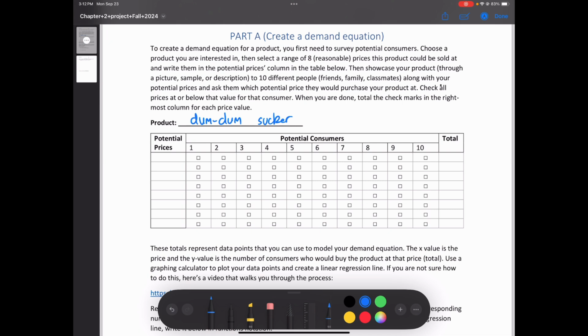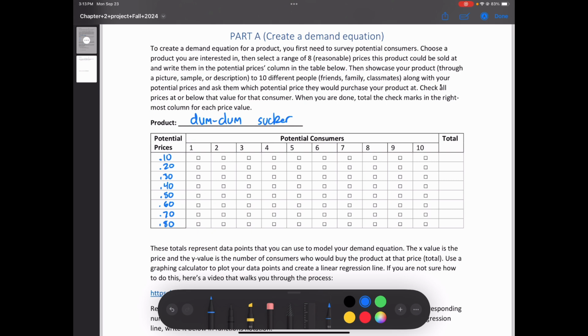I want these prices to be realistic. So $0 is not a realistic price, because then you're not actually selling it. I'm not going to pick anything bigger than $5. Heck, anything bigger than $1 is really just not realistic for selling a sucker. So for my potential prices, I'm going to do 10 cents, 20 cents, 30 cents, and just go by 10 cents each time, all the way up to 80 cents.